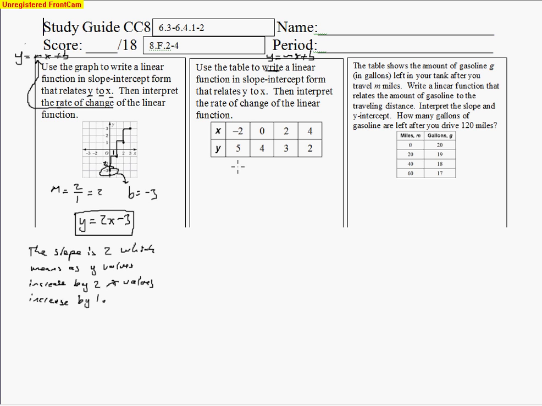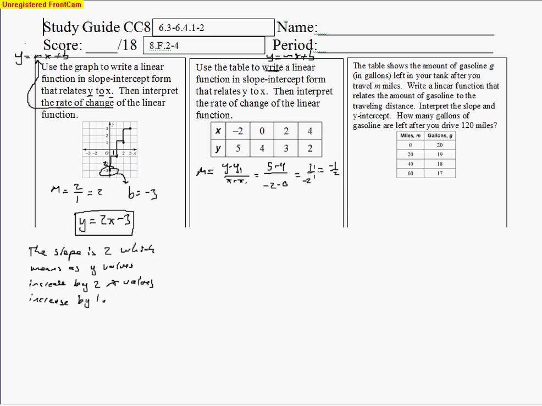And so we're going to find the slope by subtracting the y values. So it's difference of y's over difference of x's. So I take the 5 minus the 4, and then I'll do negative 2 take away 0. So it's going to be 1 over negative 2, just makes negative 1/2.